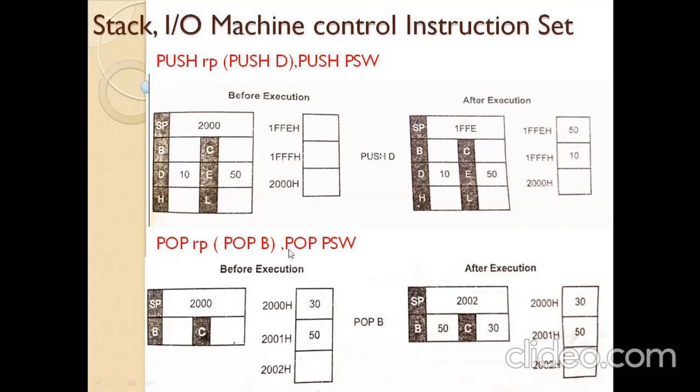Pop B means the stack pointer address is 2000. So this address 2000 is pointed out by the stack pointer. It will move this 30 and store it in the C register, and 1 time it will increment. 1 more time it will increment and it will move the 50 to the B register. And now the address 2002 will be pointed out by the stack pointer.